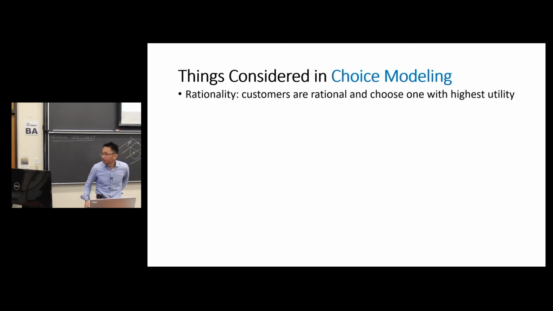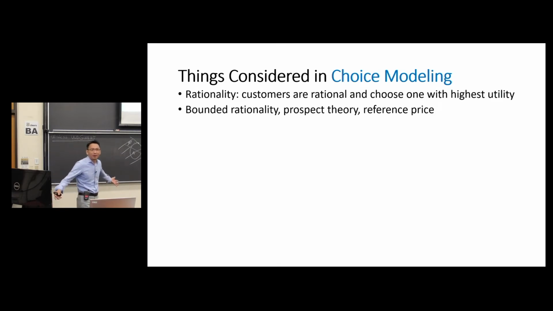And a little bit more. We assume customers are rational. They are going to choose the one with the highest utility. But in reality, probably we are not fully rational. We are boundedly rational. So it depends, could be the case.